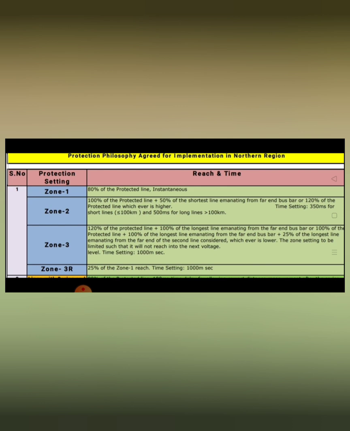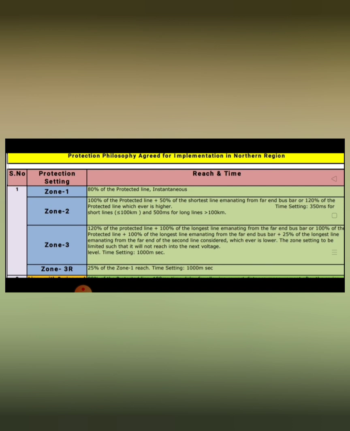Now coming to zone 1 first of all. In zone 1, the reach is 80% of the protected line, okay? And when we talk about the timing of operation, it is instantaneous, there is no delay at all.